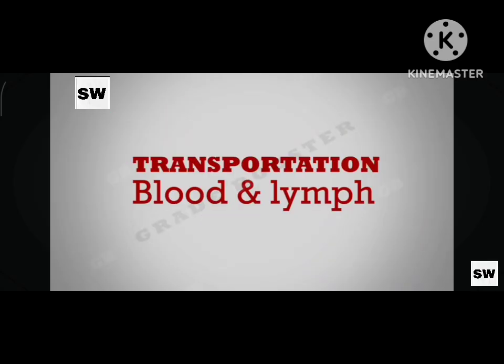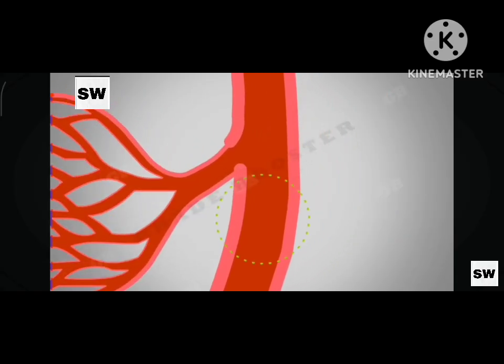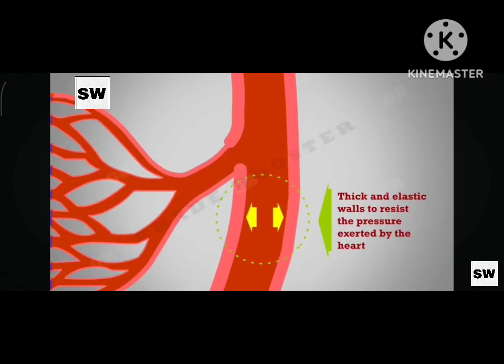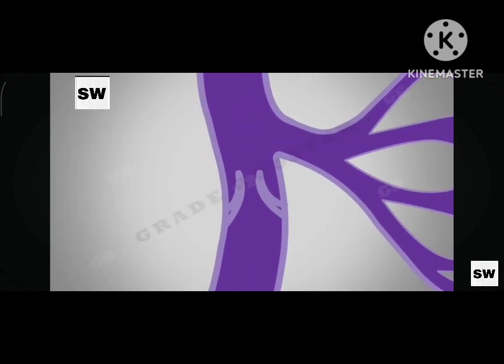Now let us know about human blood, blood vessels and lymph. The blood vessels present in our body are arteries, veins and capillaries. Arteries are the vessels that have thick and elastic walls to resist pressure exerted by the heart. They carry the oxygenated blood from heart to various parts of the body. Veins collect the deoxygenated blood from various parts of the body and bring it to the heart. They do not need thick walls because the blood is not under pressure, but they have valves to control the flow of blood in one direction.